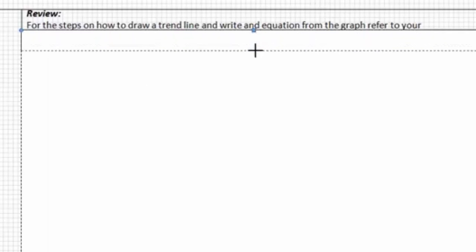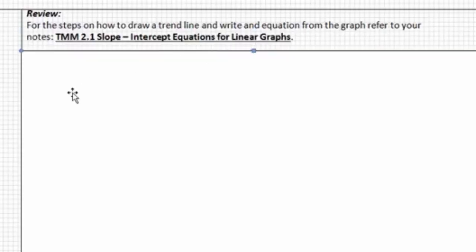So this topic, I'm going to break this down. It's going to relate to our Thinking with Mathematical video, 2.1 video on slope-intercept equations for linear graphs. I actually talked about how to draw a trend line and write an equation for that trend line from the graph, and you may want to refer back to that. This video is going to help you again with a trend line, but to do it all from formulas if you're given 2 data points.